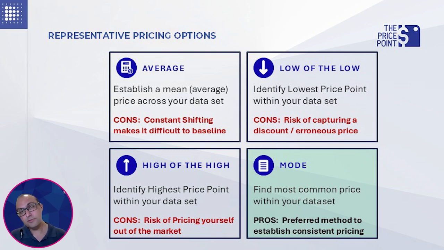And finally, and this is my favorite, the mode price, the most common price collected. Now, oftentimes this is a really, really good middle ground. If a competitor has 10 stores and six of them are priced at $4.99 for a given item, that's probably a strong indication and representation of where the market is.